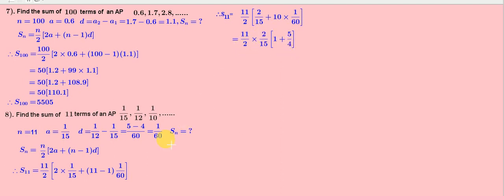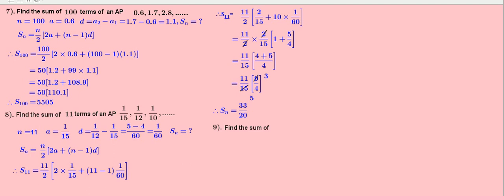Here 2 and 2 get cancelled. S11 is equal to 11 by 15 into 4 plus 5 by 4, because 1 plus 5 by 4 can be written as 4 plus 5 by 4. That implies S11 equal to 11 by 15 into 9 by 4. Here 3 3s are 9, 3 5s are 15. Therefore S11 is equal to 33 by 20. Here it is S11.